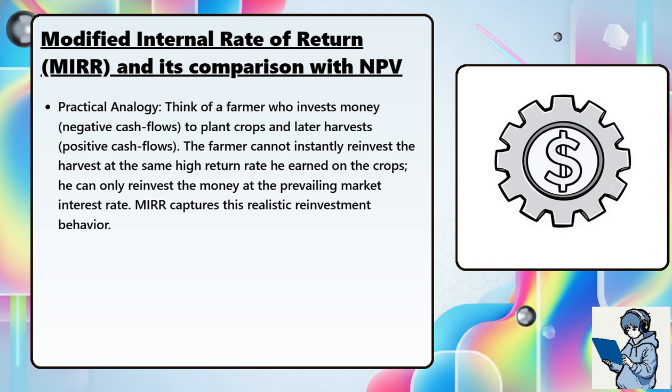Practical analogy. Think of a farmer who invests money, negative cash flows, to plant crops and later harvests positive cash flows. The farmer cannot instantly reinvest the harvest at the same high return rate he earned on the crops. He can only reinvest the money at the prevailing market interest rate. MIRR captures this realistic reinvestment behavior.